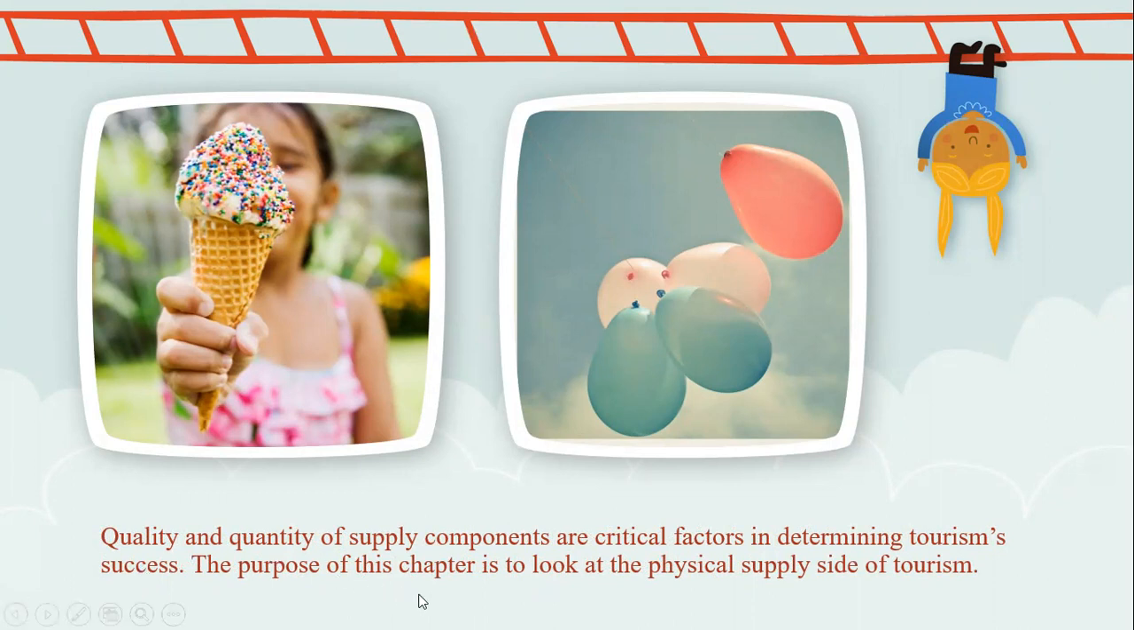The purpose of this chapter is to look at the physical supply side of tourism. So students, the main objective of this chapter is to understand the supply side as an organizer, or if you are in a managerial position. What are the activities, policies, services, and infrastructure that you have to offer to your customers? That will be called the supply side of tourism.